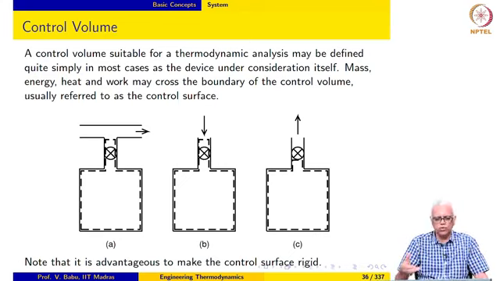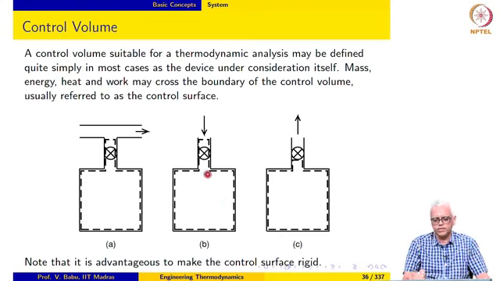Mass, energy, heat and work may cross the boundary of a control volume, and the boundary of the control volume is usually referred to as the control surface. Now, in this case we are looking at filling an evacuated or partially evacuated vessel from the atmosphere. Once again, we simply define the vessel to be the control volume. Here we are looking at emptying a vessel into the atmosphere, and again we define the vessel to be our control volume. So, in the case of control volume analysis, the definition of the control volume is relatively straightforward.